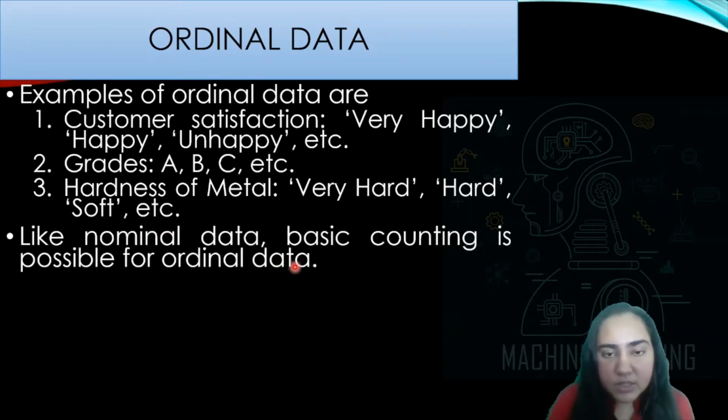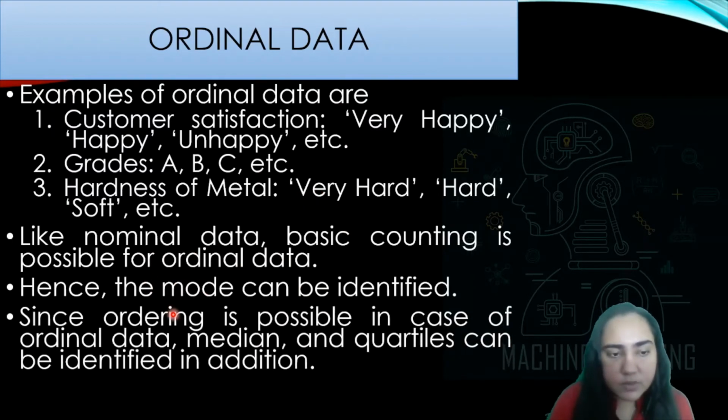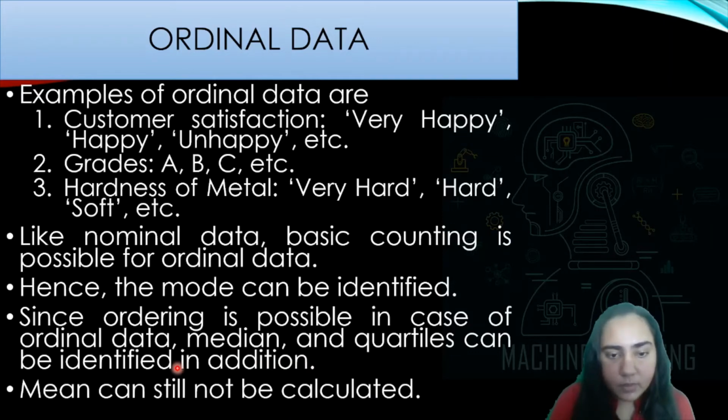And like nominal data, you can perform basic counting for these ordinal data. And so the mode also can be identified. You can find out which of these categories is appearing the most number of times. So you can do counting, you can do mode on this type of data. And because ordering is possible, you could also be able to identify the median or the quartiles in this kind of data. But mean cannot still be calculated because there is no value available to add and then divide. So mean is not possible.